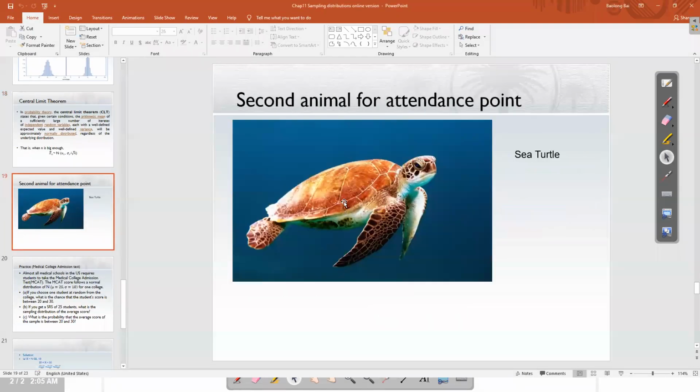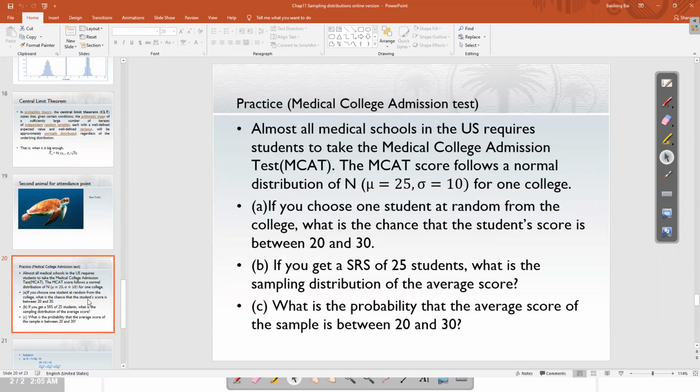So this is the second animal for the attendance point. This is a sea turtle. All right. So we're going to look at practice questions. We're going to practice on these.